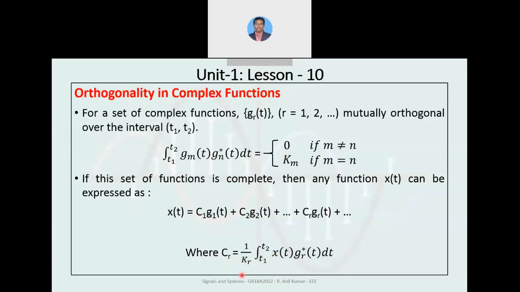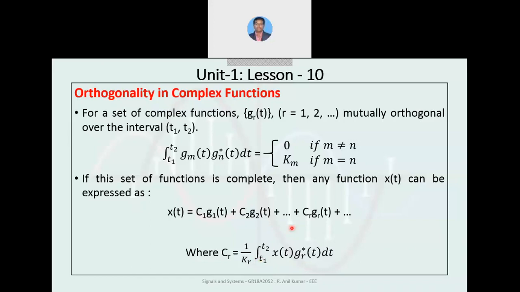If we express with respect to suffix m, the c value needs to be represented with c suffix m. Similarly, I am representing with k suffix r, so here it will be c suffix r, which is given by 1 by kr times the integral from t1 to t2 of x of t into gr conjugate of t dt. You need to remember these functions, how we are going to express them, and on what basis the signal x of t is expressed in terms of g1 of t, g2 of t, and so on.